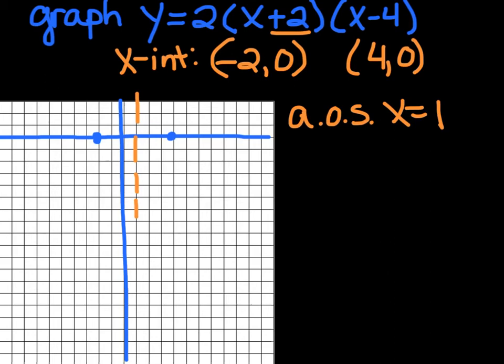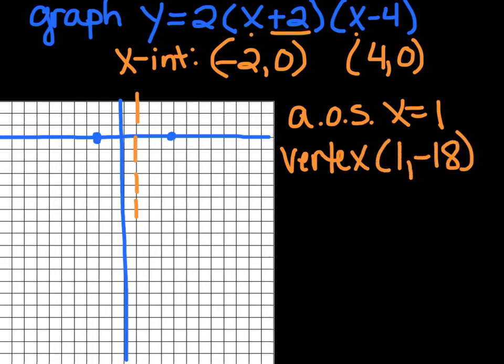So if I wanted the vertex, I would just need to plug a 1 in for x here and here. So 2 times (1 plus 2), 2 times 3 is 6, 1 minus 4 is negative 3, 6 times negative 3 would be negative 18. So my vertex is at (1, negative 18). You're just plugging that x in here and here to get y. So that's way down here.